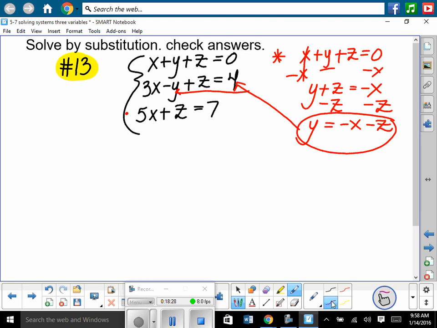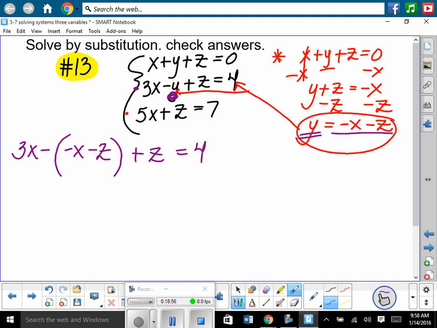Plug in our y. So we're substituting in y for wherever there's a y. So we're going to have, I'm using this equation, 3x minus, I'm substituting in y. Anytime we make a substitution, I put it in parentheses. So instead of y, we're rewriting it as this. So it'll be negative x minus z. Is everybody comfortable that I just substituted it in right there? Then we still have plus z is equal to 4. I substituted it in for y. So now I'm going to simplify it.